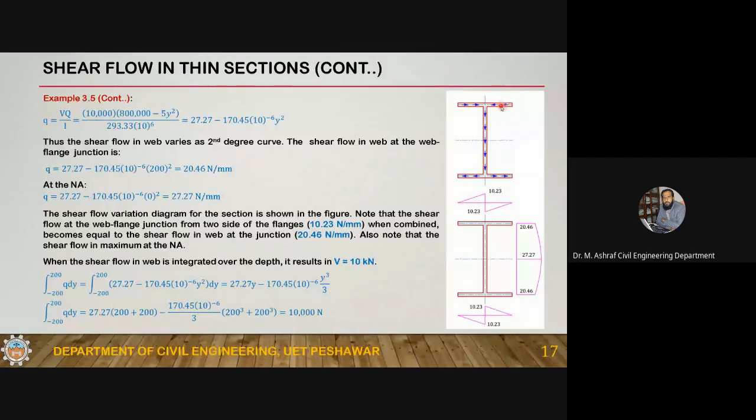10.23, 10.23 is 20.46. What is happening? The shear flow is combining from this flange side and this flange side, 10.23 from this side, 10.23, and then they are combining to have a 20.46. If you add them up, you will get 20.46. Then it is increasing up to this one to 27.27. Then it is decreasing up to this point again to 20.46, and then dividing into two portions of 10.23, 10.23, and then finally getting to zero value at this one.